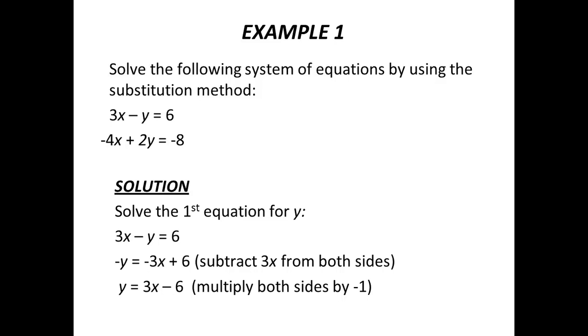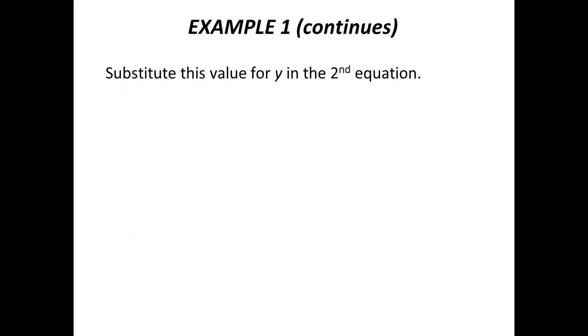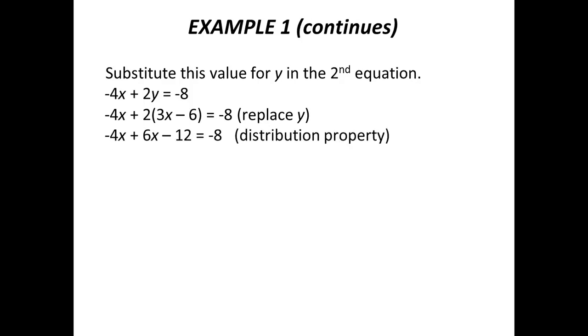Take the equation y equals 3x minus 6 and substitute that into the second equation. Substituting this, we have negative 4x plus 2 times the quantity of 3x minus 6 equals negative 8. In other words, we've replaced y in the second equation by what we solved for in the first equation.